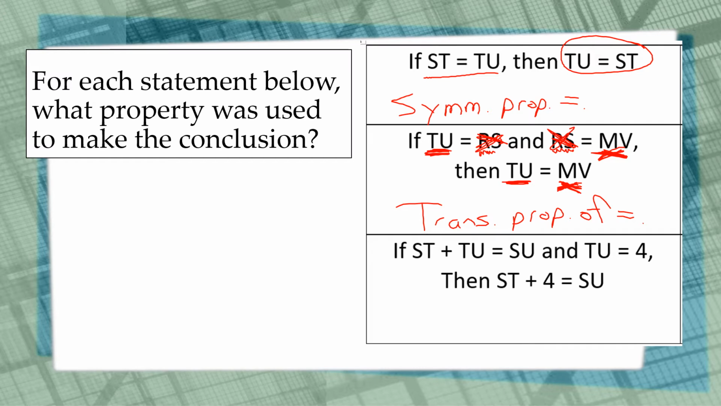All right, if ST plus TU equals SU, and TU is 4, then ST plus 4 equals SU. Hopefully you're recognizing that this 4 was plugged in place of the TU. Remember my example, because I'm a soccer coach: if I substitute someone in, I'm replacing one person or a couple people in a lineup. What happened here is the TU was replaced with the 4. So we use the substitution property.